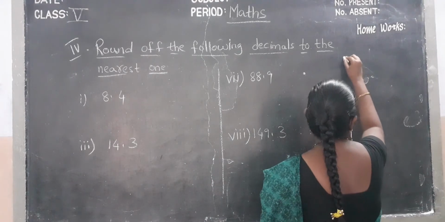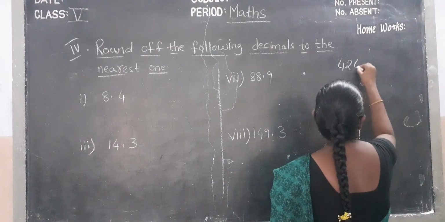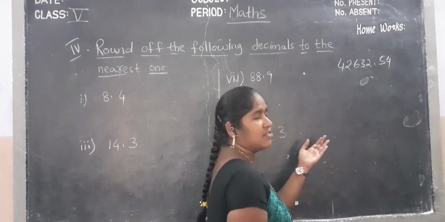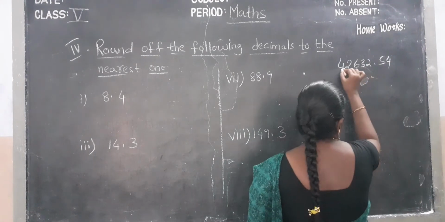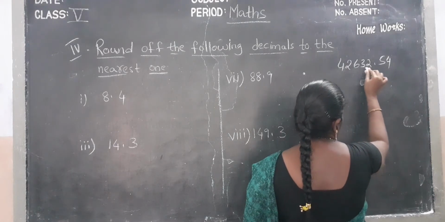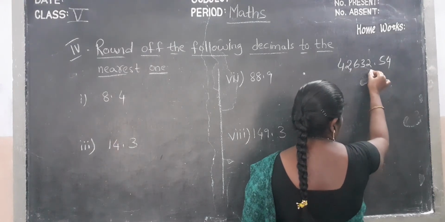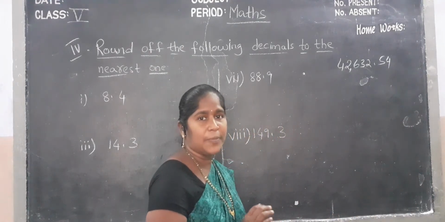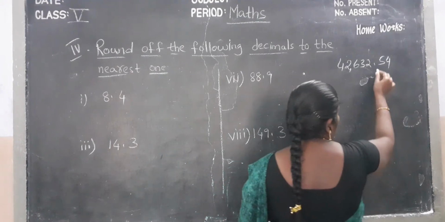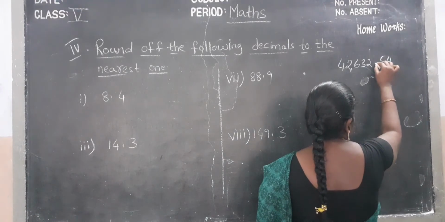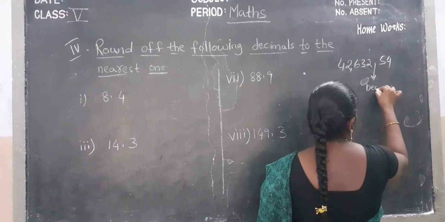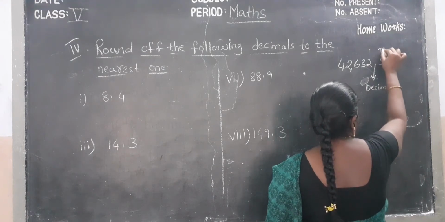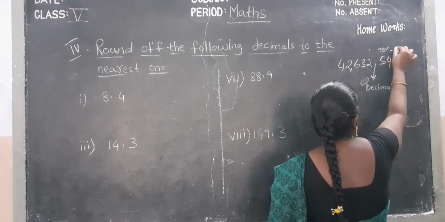I am taking one number, children. So here see children, some numbers are there. See children, 42,632 point. After the point we will read the numbers separately, children, like 54.54. Point means we are calling like this. This one is a decimal. What is it, children? Decimal. So this one is the tens place, and this one is the ones place.